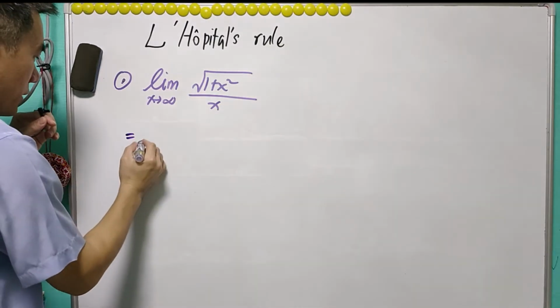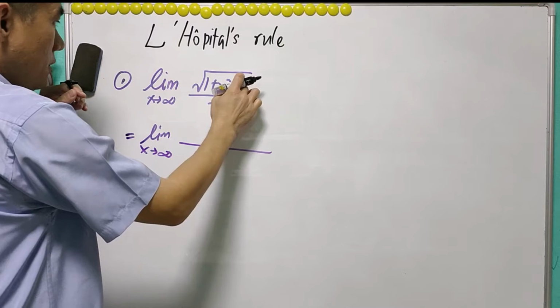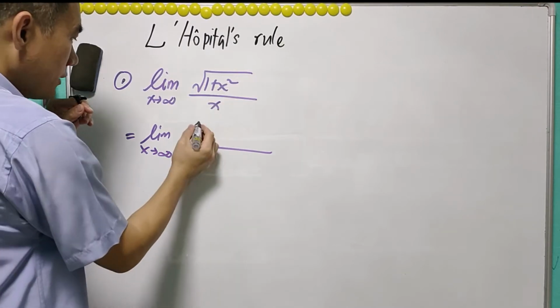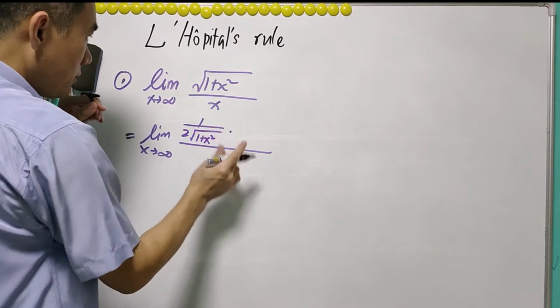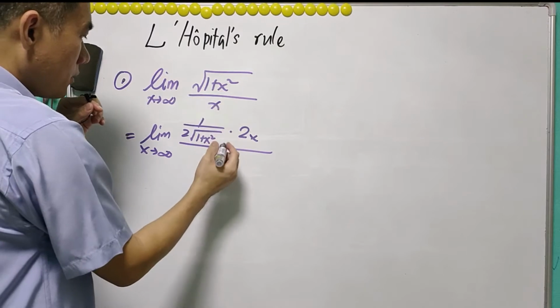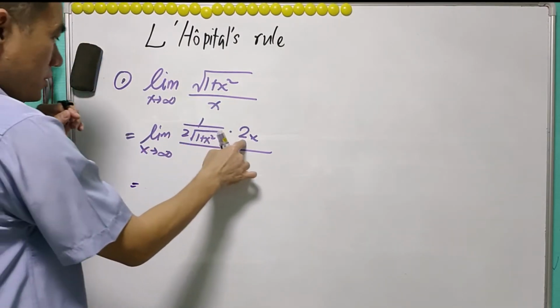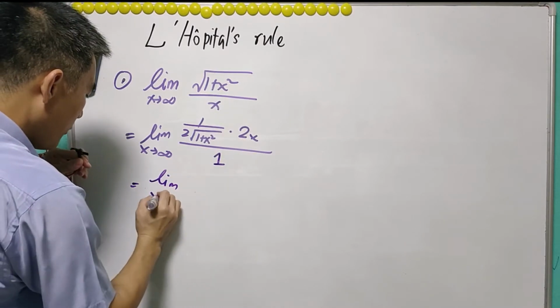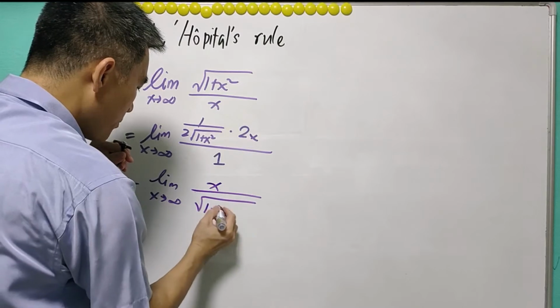However, when you use L'Hopital's rule, it means that we have to differentiate the numerator. It will give us 1 over 2 square root of 1 plus x squared, times 2x. After we differentiate the denominator, we get 1. And the 2 can be cancelled off. And now I will have x over the square root of 1 plus x squared.